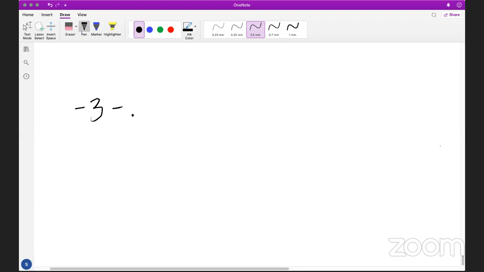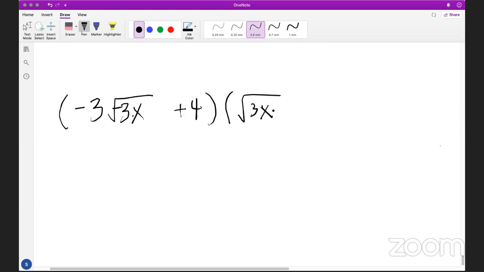3 square root of 3x plus 4 times square root of 3x minus 5. Kung nalilito kayo, pwede nyo i-substitute to as ibang variable. Let's say u is equal to square root of 3x. Pwede rin. Makuha nyo rin naman yung tamang sagot, pero pinahaba nyo lang. So just use FOIL method here.